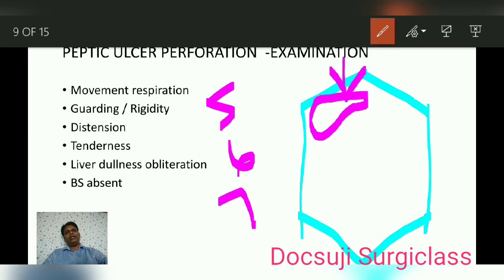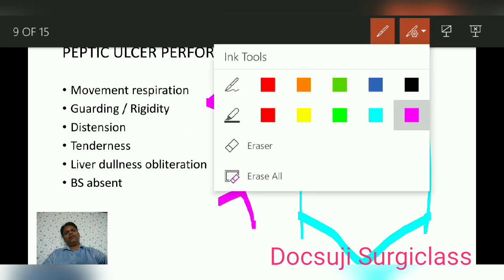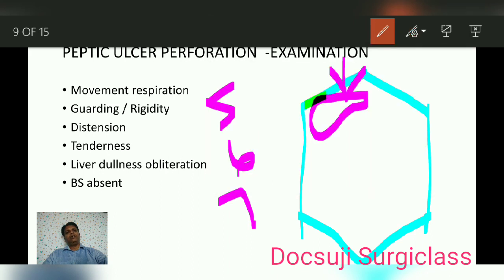So what will happen here? In between the diaphragm and the liver, air is collecting and displacing the liver downwards. So instead of dullness, you will get a resonant note. That is called obliteration of liver dullness.